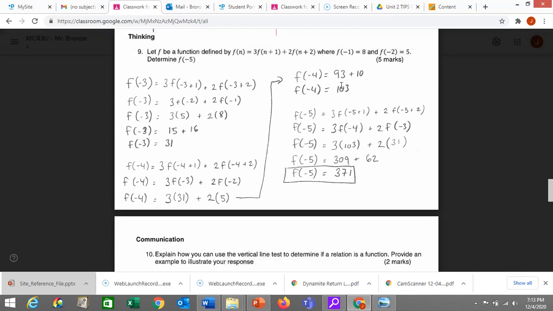Now we do have what we need to get f at negative 5, because to get f at negative 5, we said you need f at negative 3 and f at negative 4. So I know that f at negative 5 is equal to 3 times f at negative 4 plus 2 times f at negative 3. And again, I have those numbers now. f at negative 3 is 31 and f at negative 4 is 103. So I sub those in, and I get my value for f at negative 5. And yep, that's it. Then we're done.